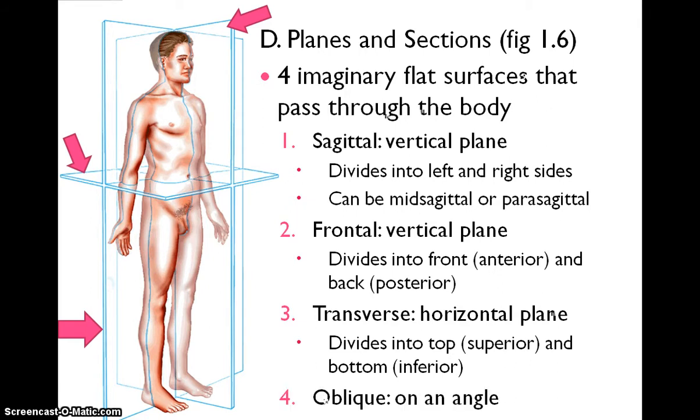Finally, we can also cut things on an oblique plane, which would be on an angle. This will be very rarely used in anatomy. These pictures are all showing how these planes would address a whole human body. We can look at these same planes and how they would be used to dissect an organ.